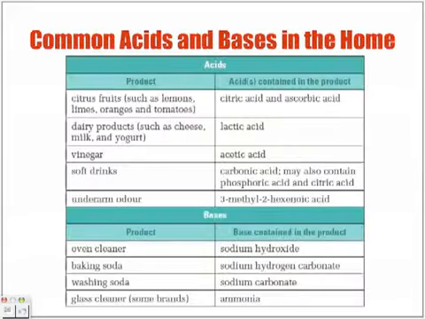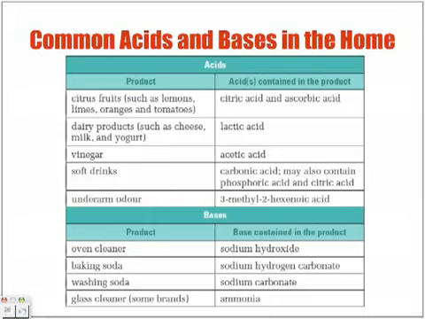So here, let's look at a few common acids and bases that we actually have in the household. We've got citric acid that's found in fruits, ascorbic acid, lactic acid in dairy, acetic acid in vinegar, carbonic acid in soft drinks, and acids in underarm odor sprays or sticks. In terms of bases, we've got oven cleaners, baking soda, and glass cleaners.